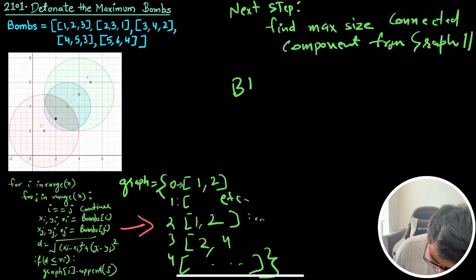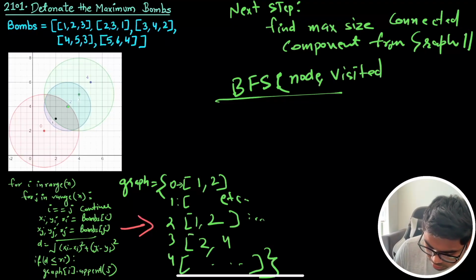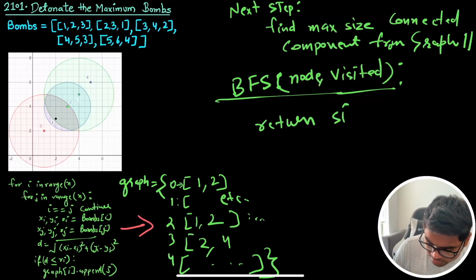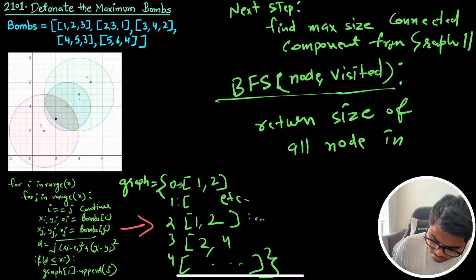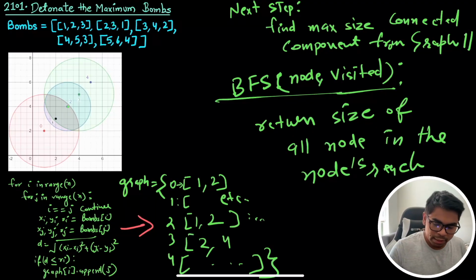Now BFS will be taking basically a node and then a visited set. The visited set is independent of the node we are running the BFS at, and then it returns the size of all nodes in the nodes reach. I'm not writing the pseudocode for BFS. We have done it thousands of times. That is it.